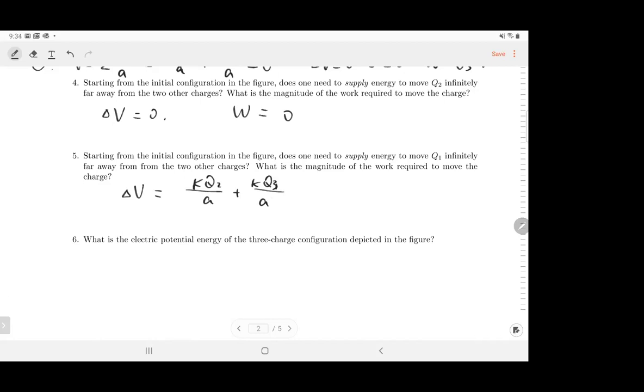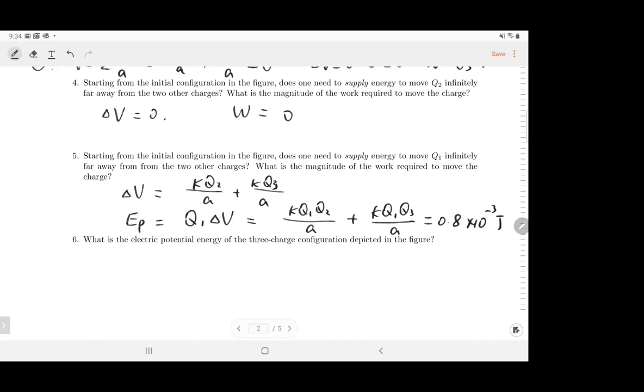And if we are going to calculate the potential energy, that will be Q1 times the change of the potential. That will be KQ1Q2 over A plus KQ1Q3 over A. Okay, that will be 0.8 times 10 to the negative 3 J.